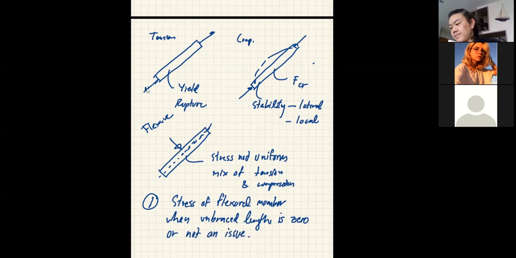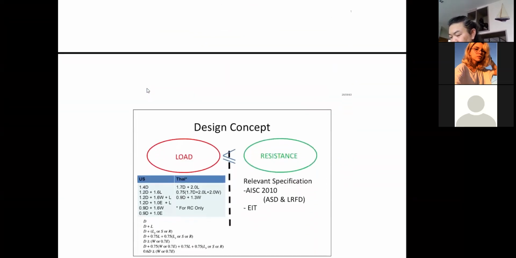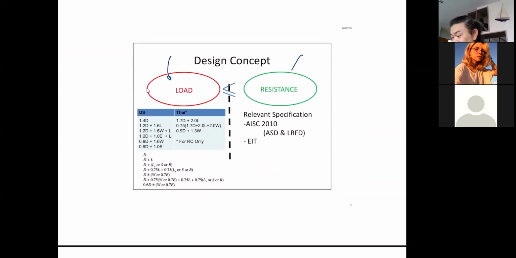Okay. Now, if we can prevent the stability problem under flexure, we may be able to reach the maximum capacity of our structure to withstand bending as well. Okay, so let's take a look. I always remind you that this is the wall between the load side and the resistance side. So here we are going to predict the flexural strength again.